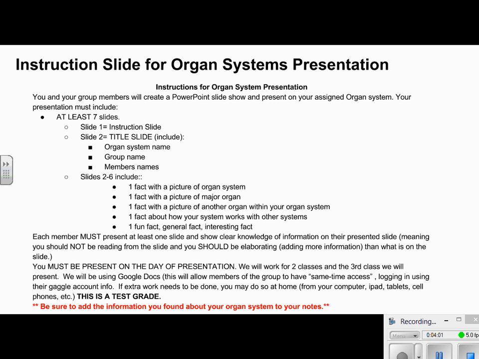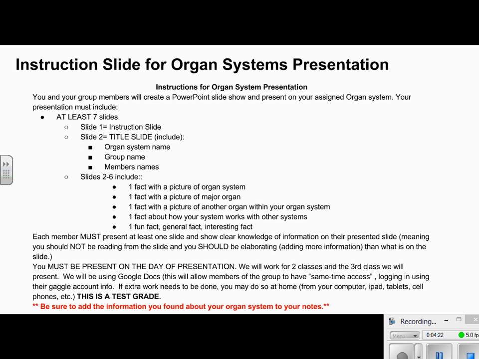Is that understood? Okay. The second slide, a very easy slide, that's just going to be your title slide. The title slide needs to have your organ system name, which again, I will be giving to you. Your group name, which is something that you're developing, whatever your group is going to be called. And then the members of your group. So that's everyone's name in the group. Got that? Easy slide. 2 slides right off the bat.